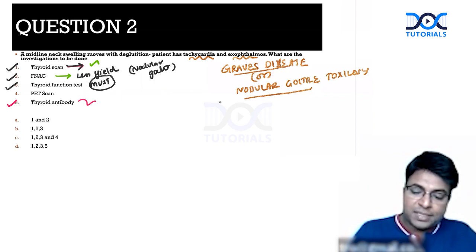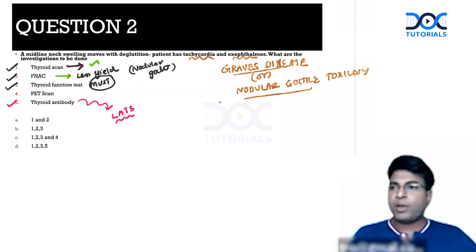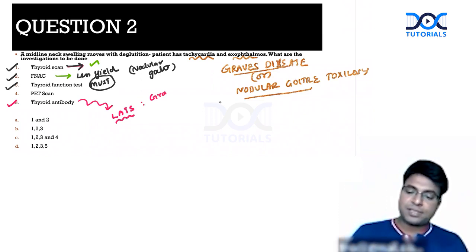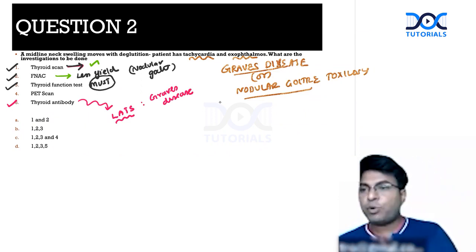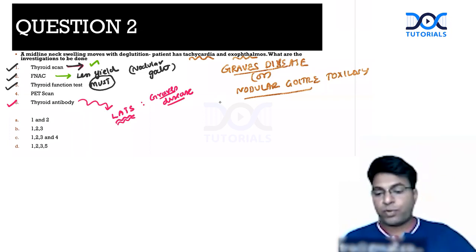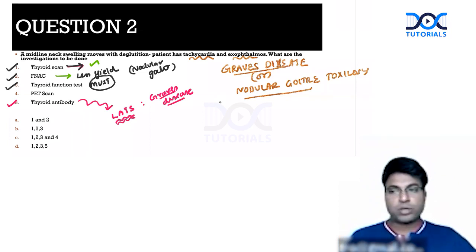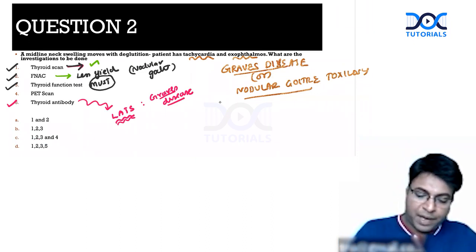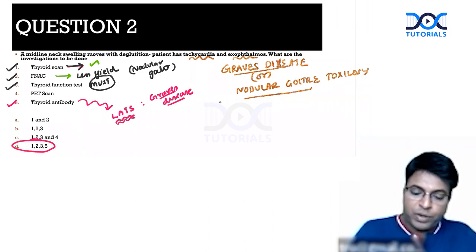Thyroid antibody is definitely elevated. LATS is a thyroid antibody. What do you mean by LATS? Can you tell me what is LATS? It is diagnostic of Graves' disease. Long-acting thyroid stimulator, known as LATS, will be elevated in Graves' disease. So we have to look for that, especially in a case of toxicosis. LATS should be confirmed, and 1, 2, 3, and 5 is correct. D is correct. So we don't do PET scan.